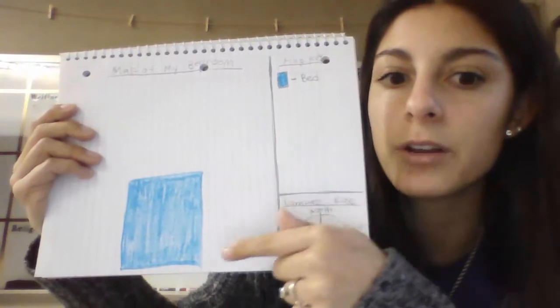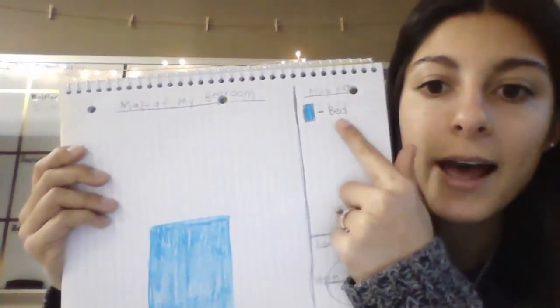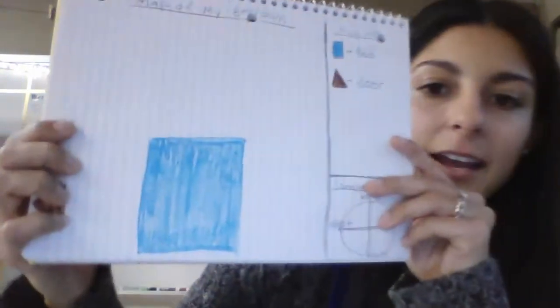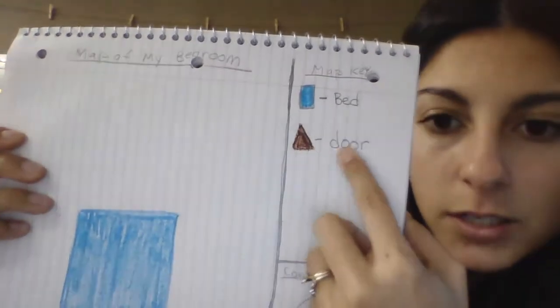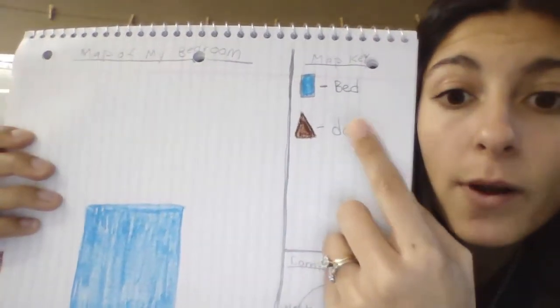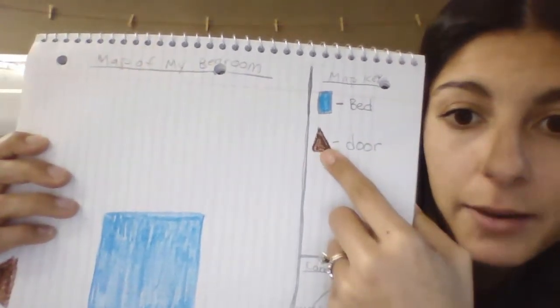At this point, you should have drawn your bed and you should have it in your map key. The next thing we're going to do is we're going to label where our door is so people know where you walk into the room, okay? So I'm going to stop so I can draw my symbol for my door. Okay guys, so the next thing that I did is I chose a triangle to represent my door, wherever my door is, and I just chose to make it brown.